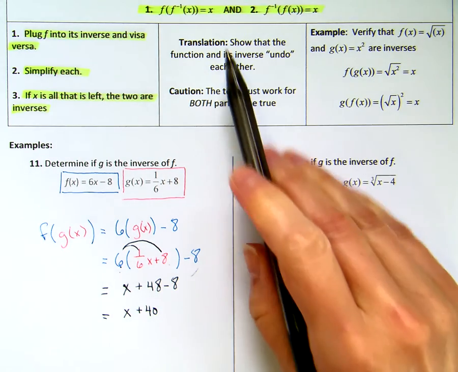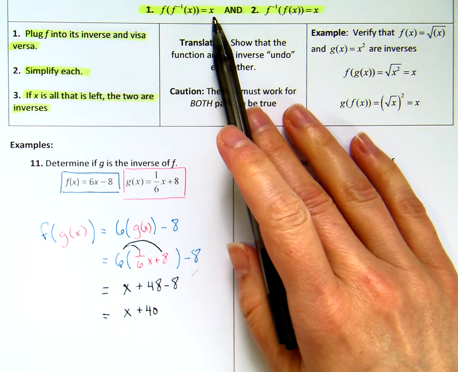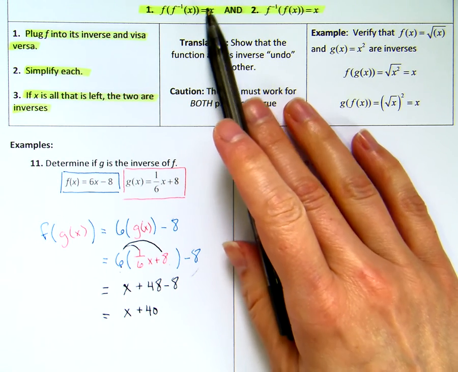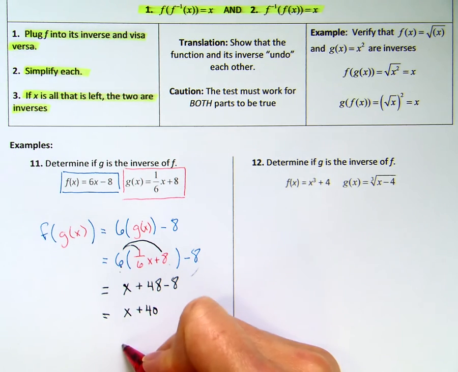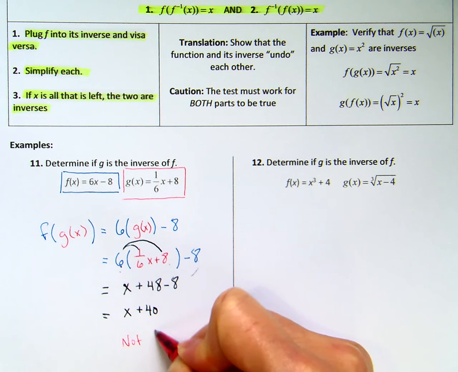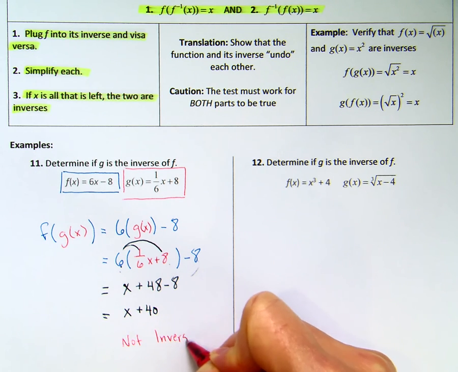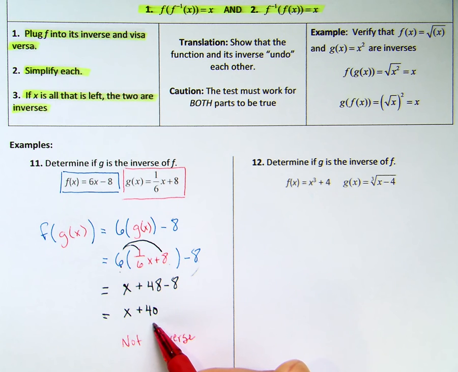Now this does not pass our test. We should have just gotten x all by itself at the end. So since we've got x plus something else, these are not inverses. We must isolate x, get it by itself completely with everything else canceling. Since the 40 didn't have anything to cancel with, these are not inverses. Let's try another one.